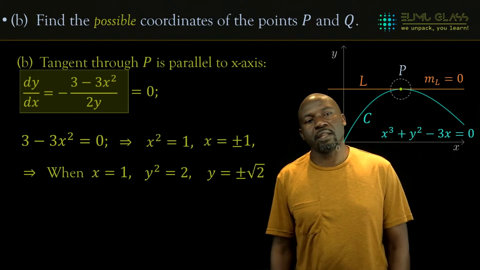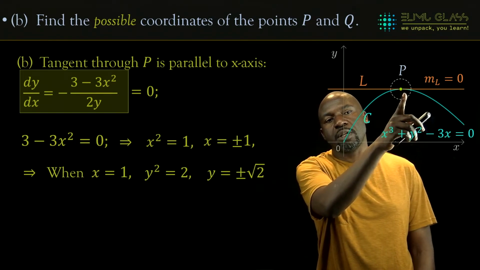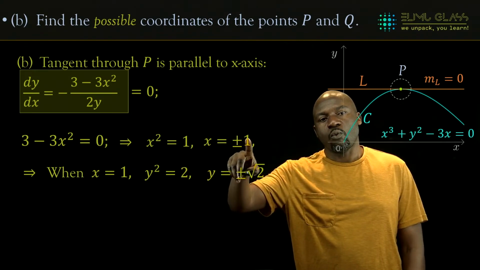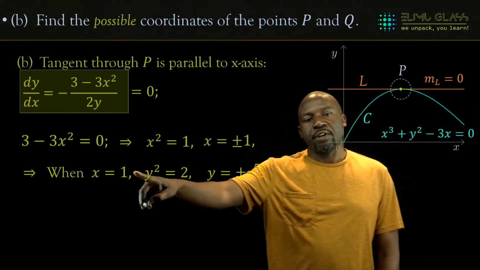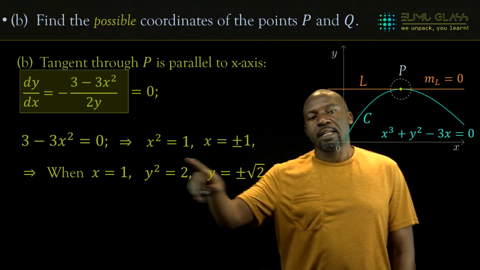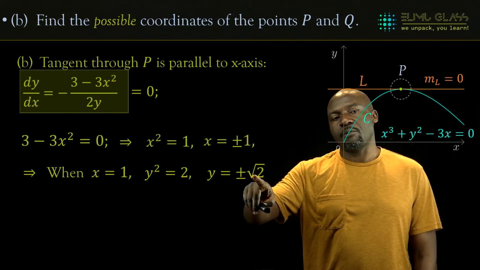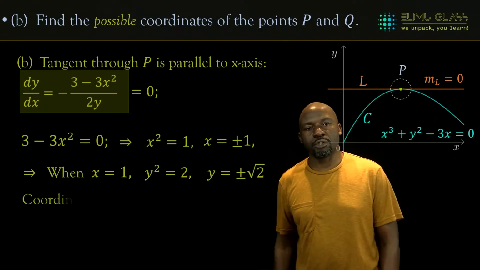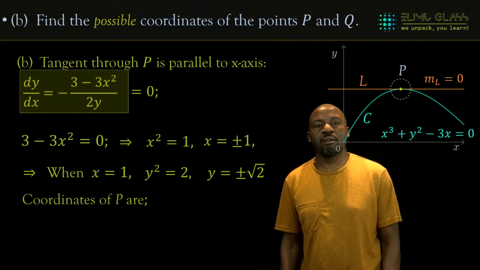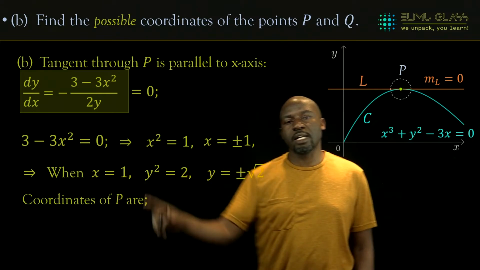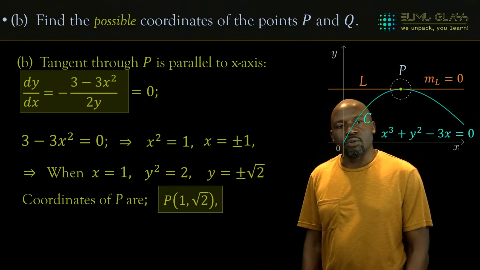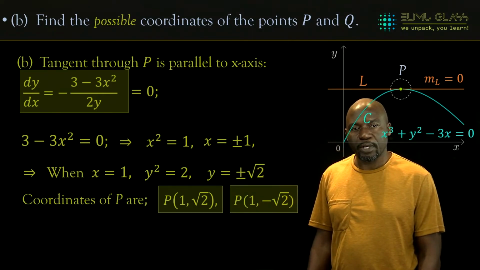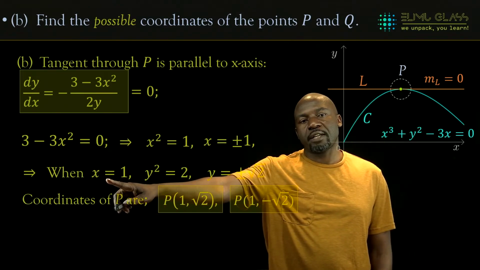Which is to say that the potential coordinates of point P there, the value of x is 1, so (1, root 2) and (1, negative root 2). Okay, so the coordinates of P from a value of x equals 1 are (1, root 2) and (1, negative root 2). Okay, now we've substituted the value of x equals 1.